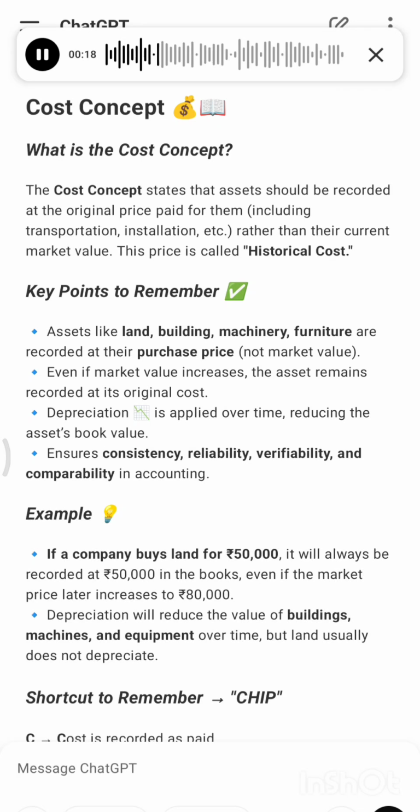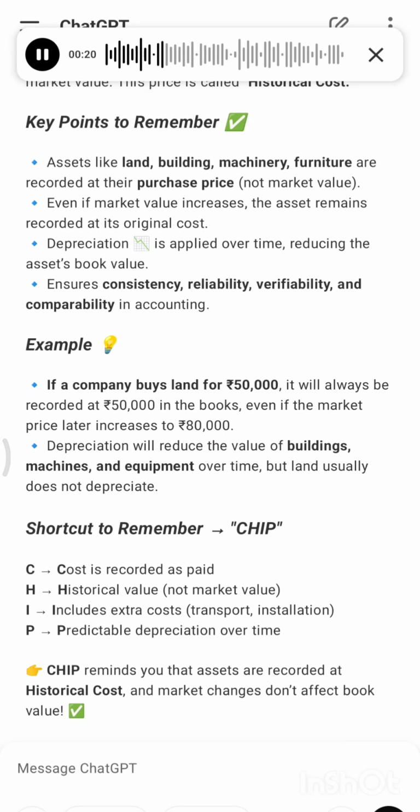Key points to remember. Assets like land, building, machinery, furniture are recorded at their purchase price, not market value. Even if market value increases, the asset remains recorded at its original cost. Depreciation is applied over time, reducing the asset's book value. Ensures consistency, reliability, verifiability, and comparability in accounting.